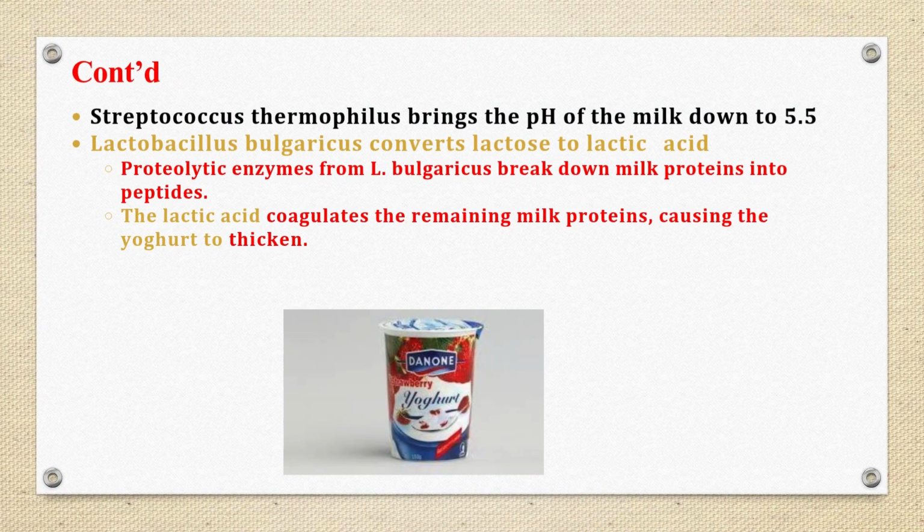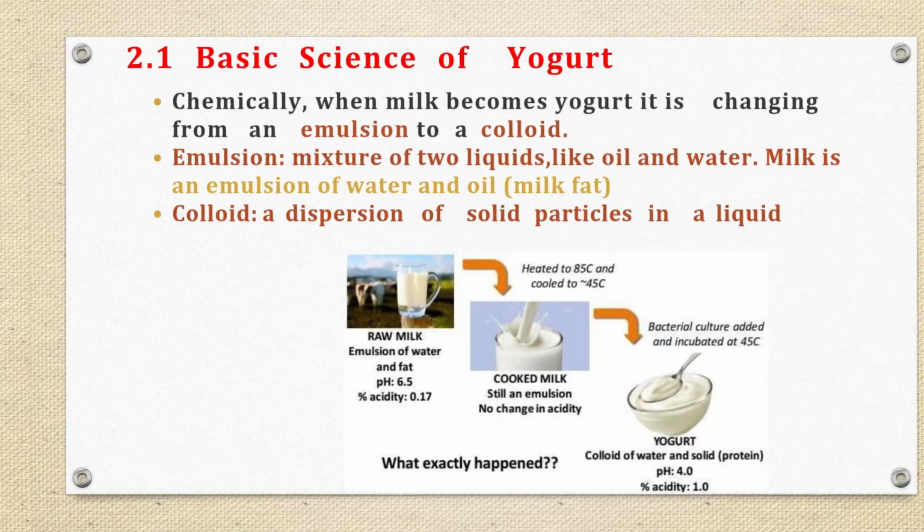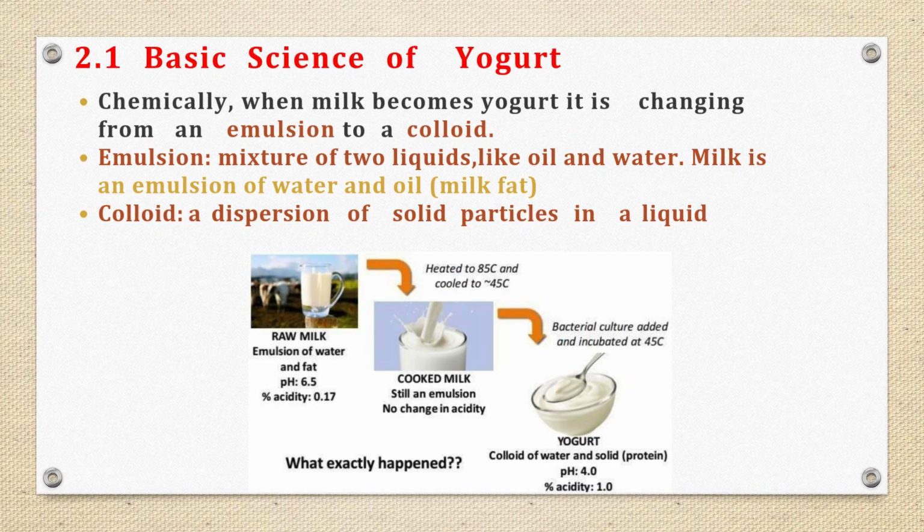Let's break down the teamwork between the bacteria. Streptococcus thermophilus is the pioneer. It gets things started by bringing the pH of the milk down to about 5.5. Then Lactobacillus bulgaricus takes over, vigorously converting lactose into lactic acid. Additionally, proteolytic enzymes from L. bulgaricus break down milk proteins into peptides. The lactic acid produced is what ultimately coagulates the remaining milk proteins, causing the yogurt to thicken into the gel we know and love.